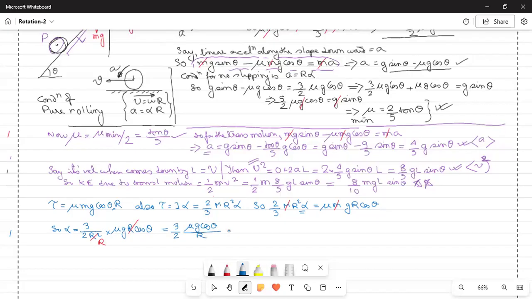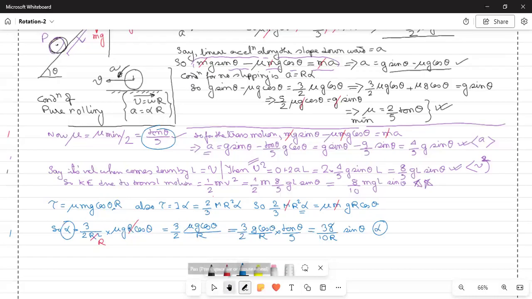Now we also know the value of mu. Mu is now tan theta upon 5. So this is equal to 3 by 2 g cos theta divided by r multiplied by mu, which is tan theta by 5. This is equal to 3g by 10r multiplied by cos theta multiplied by tan theta, which is only sin theta. So we got the value of alpha.